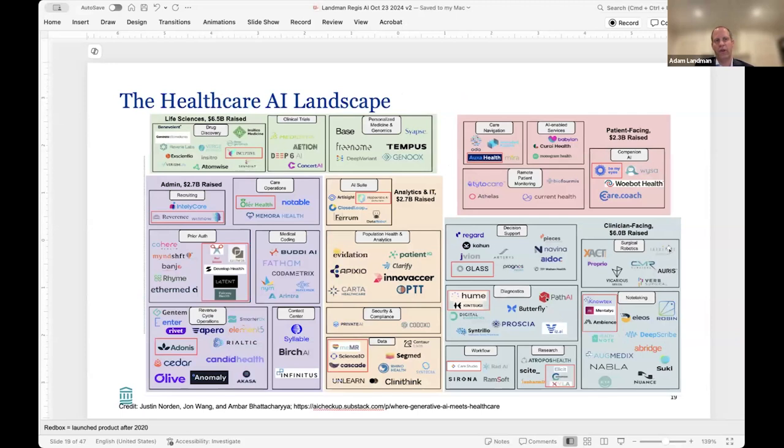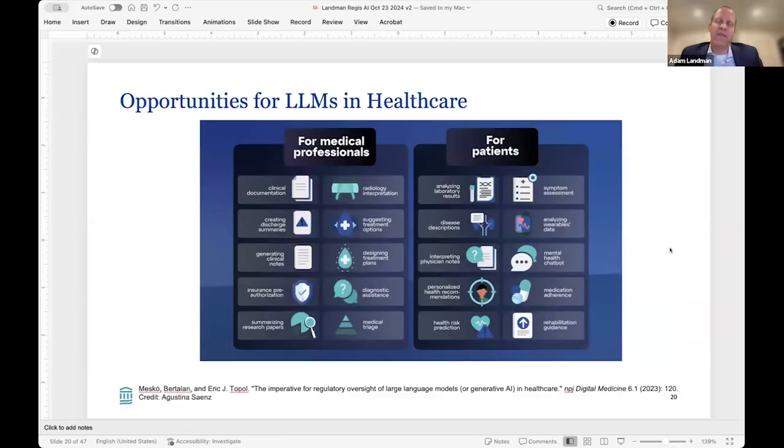So this is to just show that there is a large and growing landscape of companies that are focused on AI in healthcare, and it spans from life sciences and clinical trials to administrative tasks like coding and prior auth, to pop health, to patient-facing tools, and then finally to clinician-facing tools. So there is a very robust venture funding environment and startup phase and industry phase really focused on applying AI to healthcare. And there are huge opportunities specifically for generative AI and large language models in healthcare.